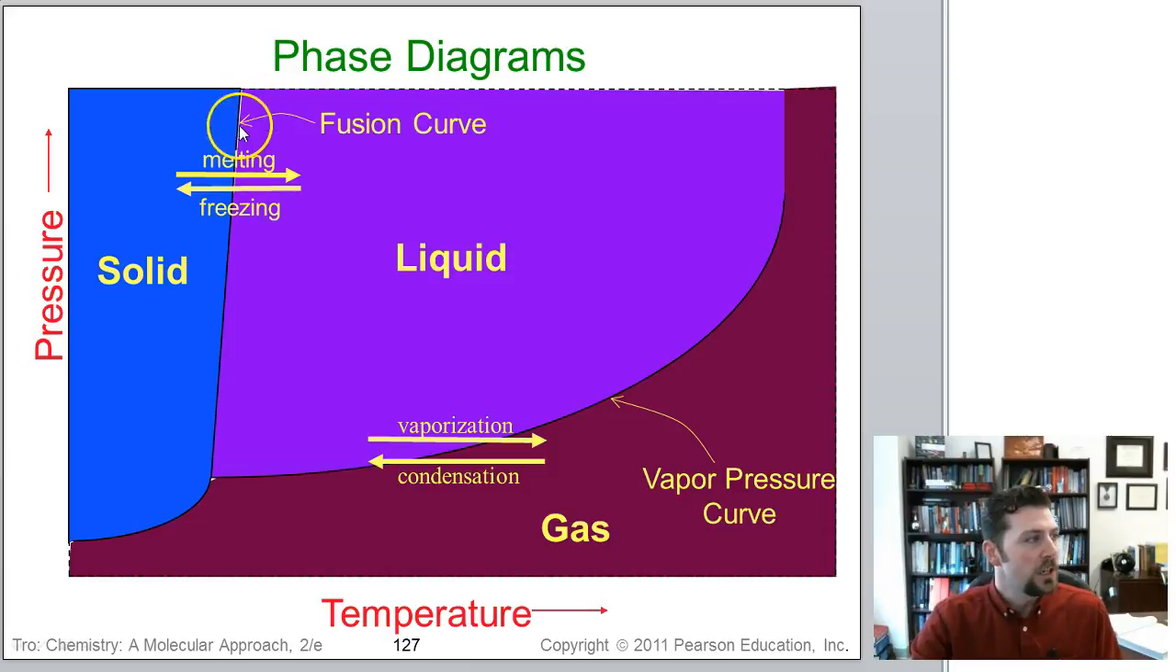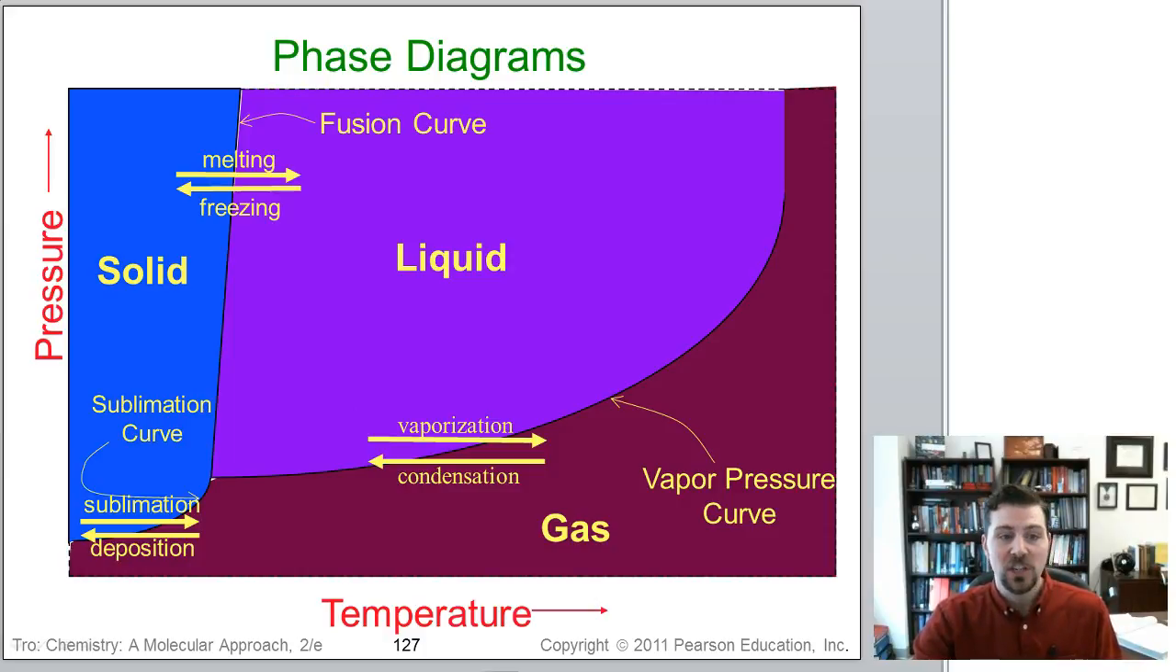Here's the fusion curve as we move between the solid and liquid phase, either melting or freezing, depending on which way we're going. And also we see the sublimation curve going directly from solid to gas or gas to solid. Remember, sublimation or deposition is kind of the same process.